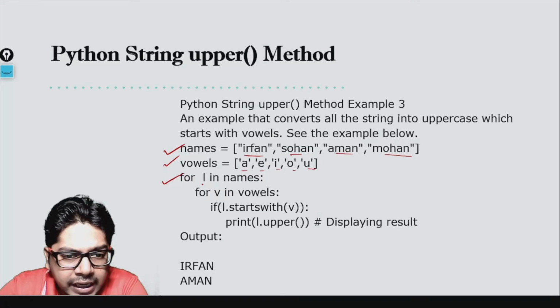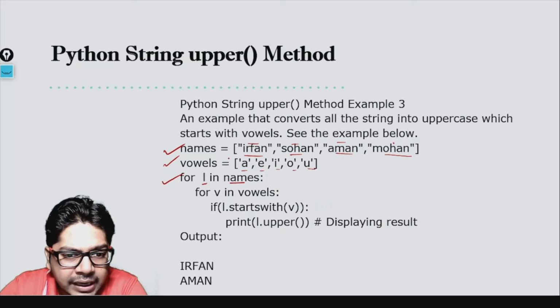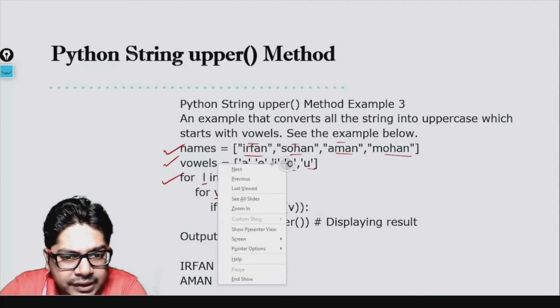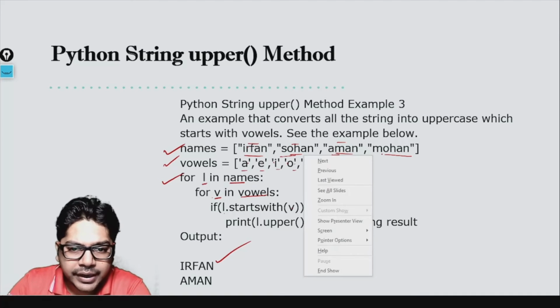So here for L in names, like Irfan, Shohan, Aman, Mohan, these are the items that L is going to point to. And for V in vowels, A, E, I, O, U, this is what V will point to. If L dot starts with V, if Irfan starts with any of A, E, I, O, U, yes, it starts with I, then it is going to convert that into an upper string. Then Shohan it doesn't, Aman yes it does, Mohan it doesn't, right? This is how we are doing it.